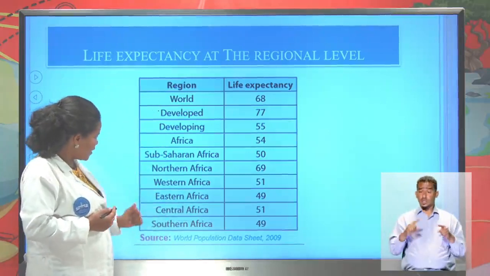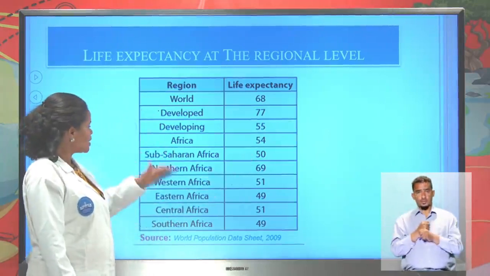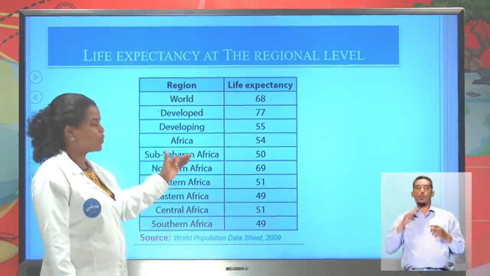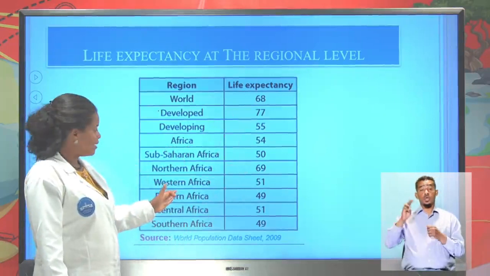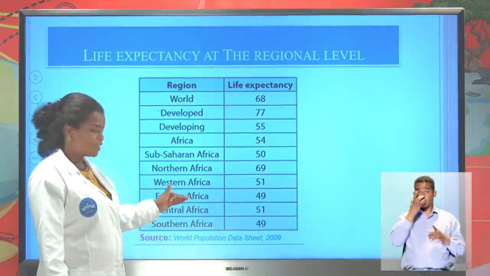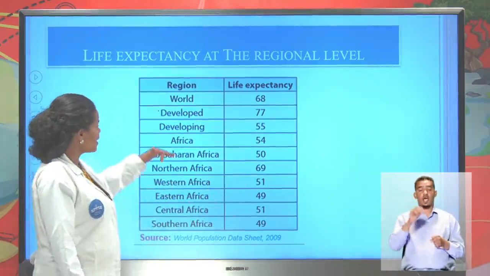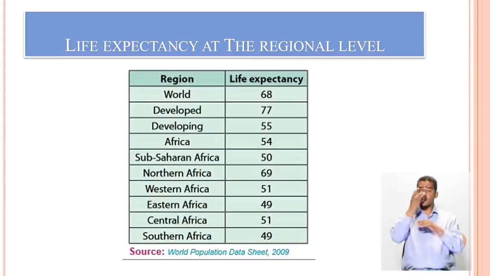When we see each region of Africa, the sub-Saharan Africa life expectancy is 50 years. Northern Africa has the longest life expectancy when we compare it to the other regions of Africa. It is 69 because it is better developed. Western Africa has only 51 years. Eastern Africa is 41 years. Central Africa, 51 years. Southern Africa, 49 years. From this, we conclude that almost all regions of Africa have short life expectancy because they are underdeveloped countries.